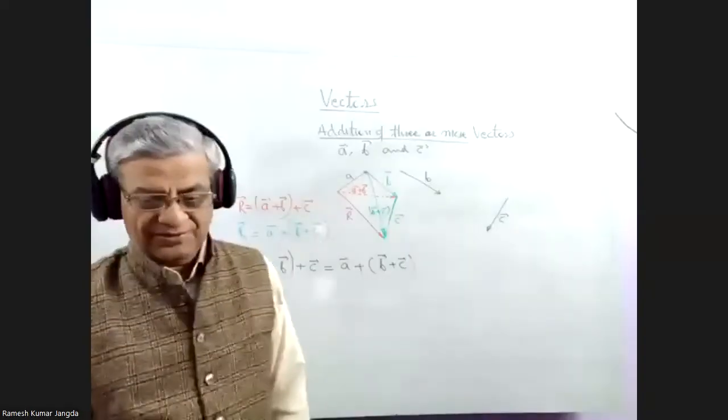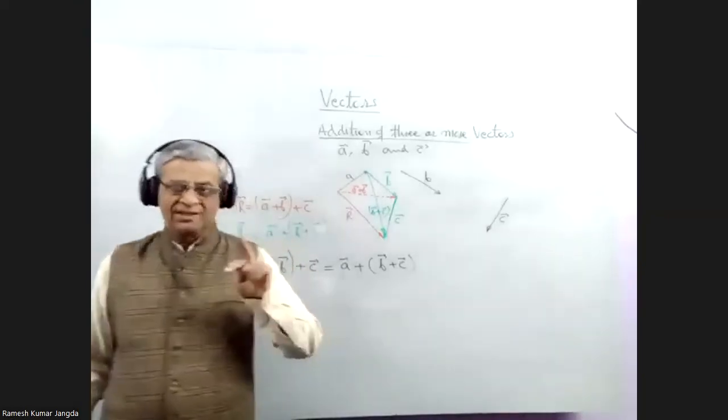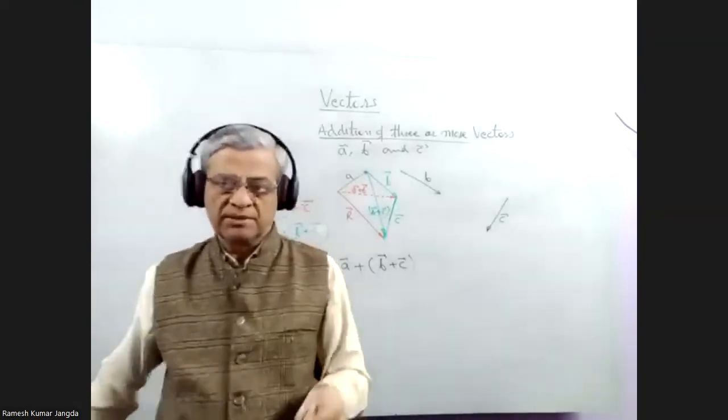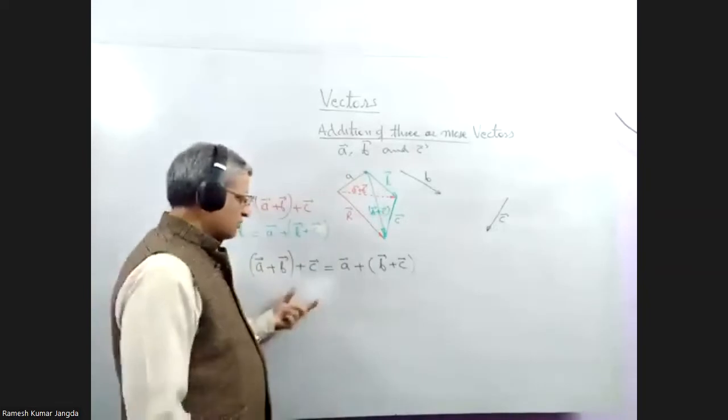Commutative? Associative. A plus B is equal to B plus A. This is commutative, and this one is associative.